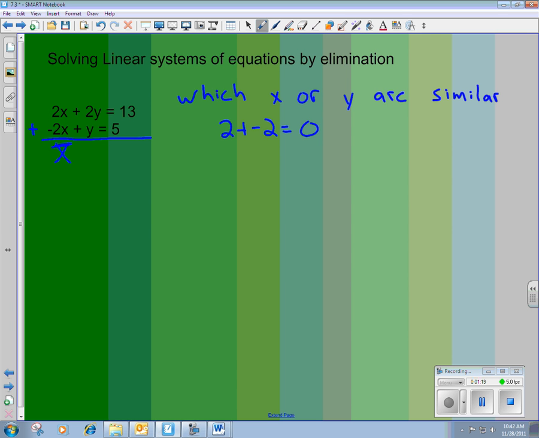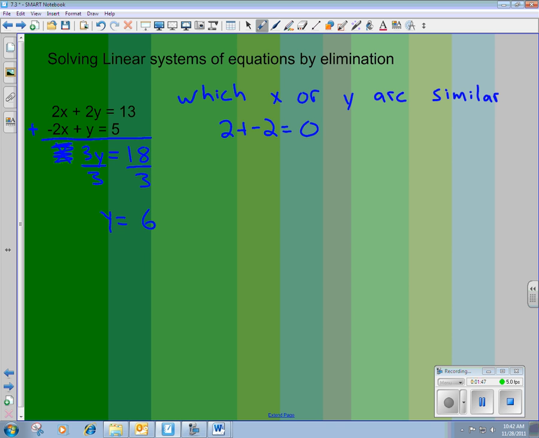There's nothing there. But now we can still add our 2y plus y. So 2y plus y gives us 3y. Our equal side comes straight down, and we add 13 plus 5, which is 18. So we get 3y equals 18. Now to get y by itself, so we've eliminated the x, that's gone. To get y by itself, we're going to divide by 3 on both sides, so y equals 6.